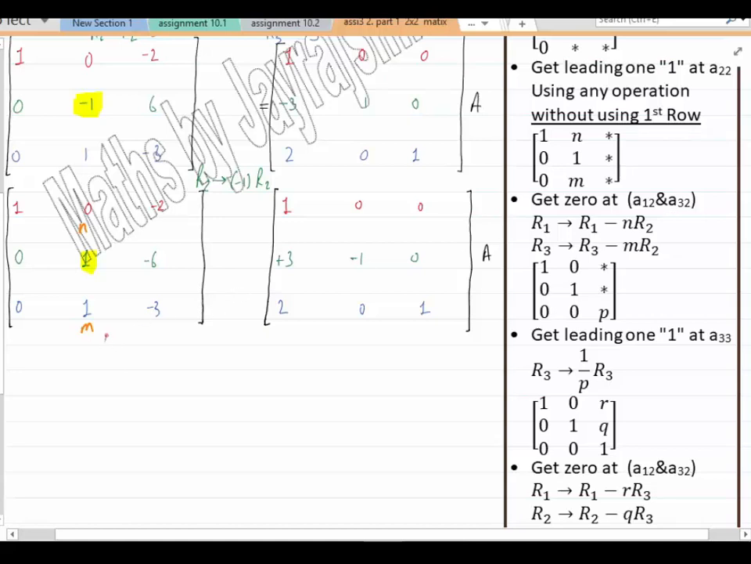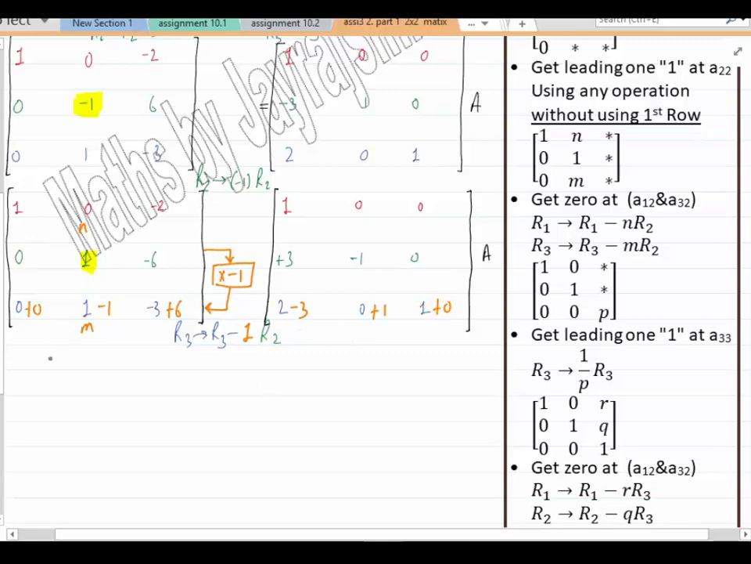So our first operation must be R1 gives R1 minus N, but N is already 0, so we don't need this operation, right? Okay, we just get 0 at A32 point using the operation R3 gives R3 minus M, which is 1 R2, right? So let's multiply the second row by minus 1 and add to the third row. So it will give us 0, minus 1, plus 6. Same thing on the right side will give us minus 3, plus 1 and plus 0.